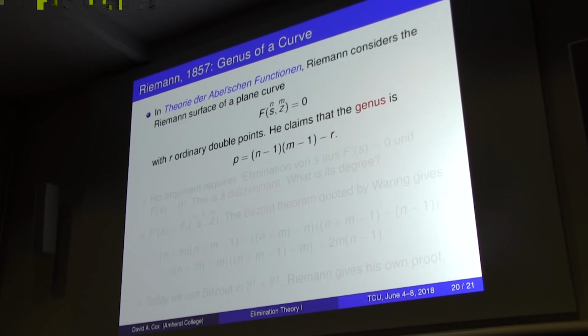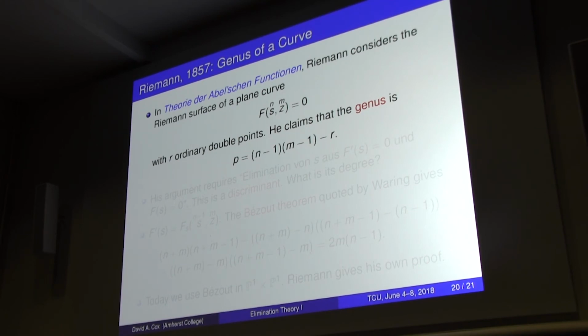And so the final thing I want to talk about is from Riemann in 1857. He's talking about the genus of the curve. This is the theory of abelian functions. He has a plane curve, but again, he has a bound on each degree. The variables are s and z, the degree of s is bounded by n, and the degree of z is bounded by m. He's assuming that there are r ordinary double points, and clearly he assumes that some of those double points can be at infinity. He claims the genus of the curve, he used p for genus, is given by this formula right here.